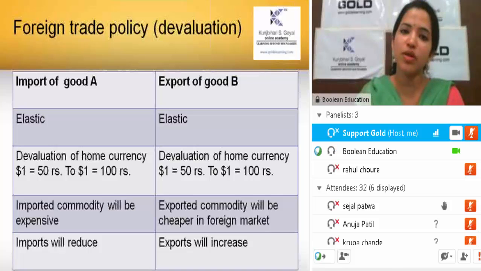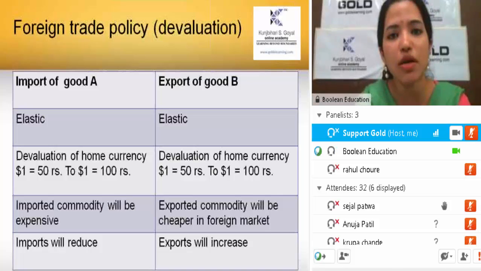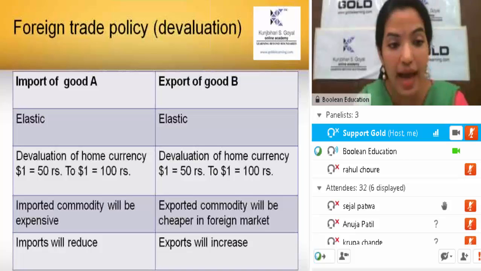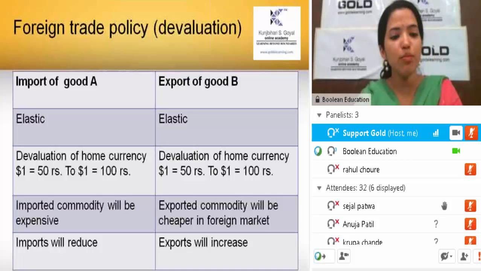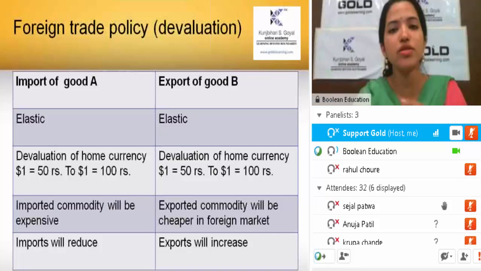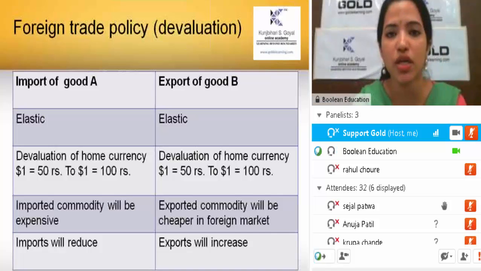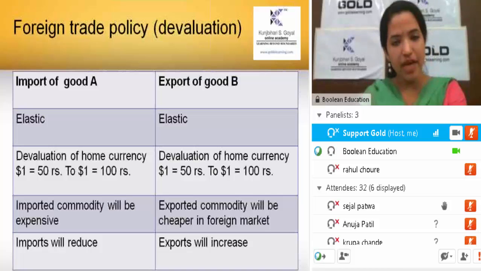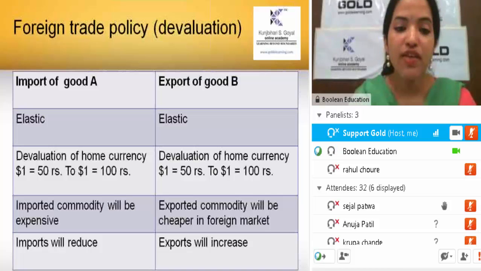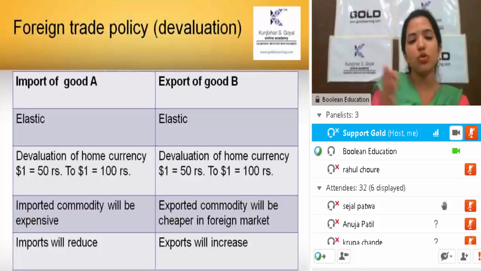So obviously, what will you do is reduce the consumption of this chocolate, and due to that imports will reduce. Whenever the government wants to reduce imports, they will devaluate the currency. Same as, look at the other side, devaluation of currency from 50 to 100.